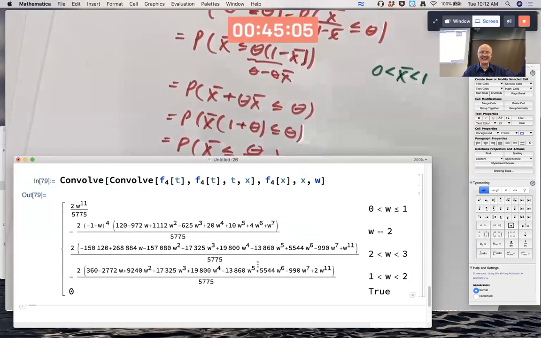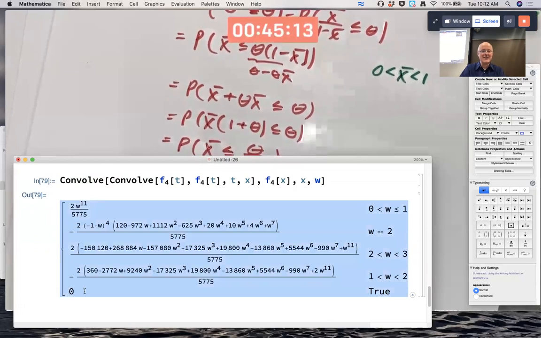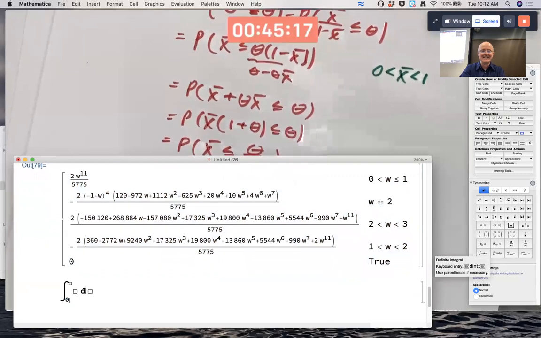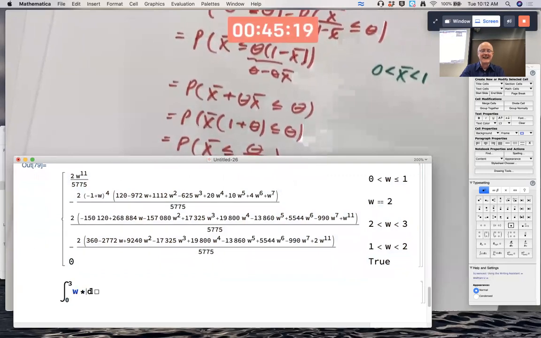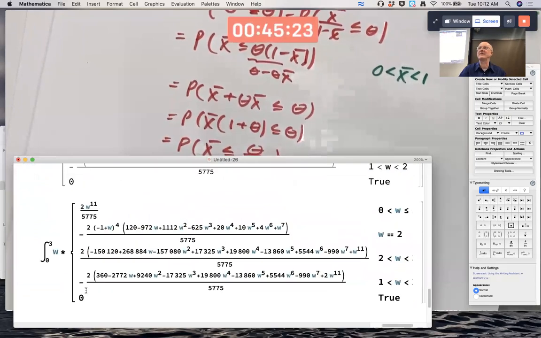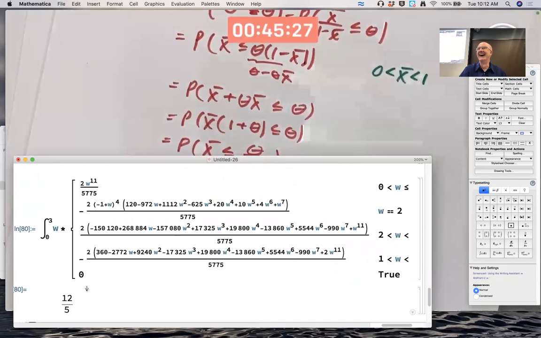And it works. And you can integrate it to find the CDF. And you can integrate W times it from 0 to 3 in this case now to get the mean. Should be 4/5 plus 4/5 plus 4/5, 12/5. Yay.